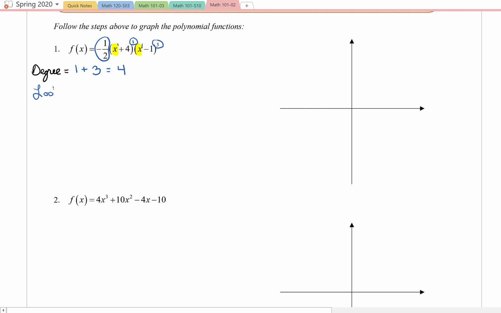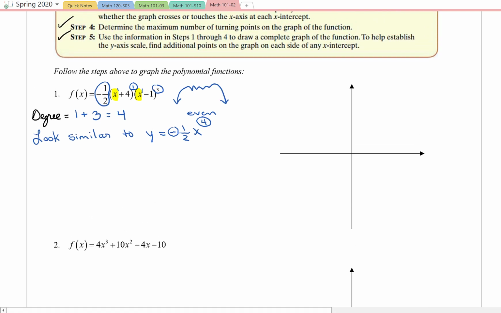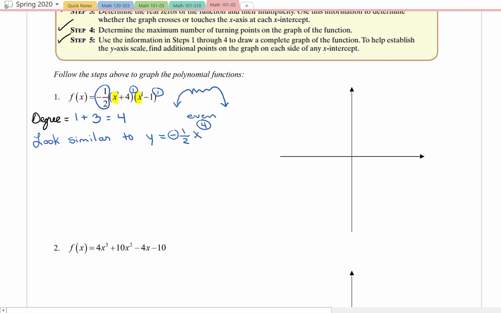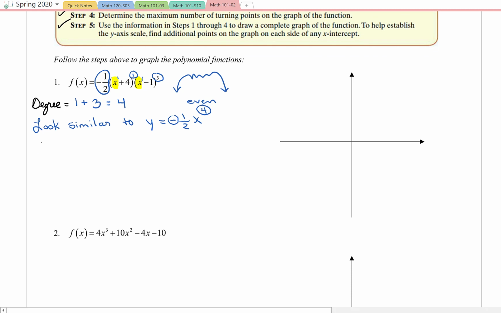I also have this negative 1/2 in the front that tells me a little bit about the end behavior, right? So I know that this polynomial function is going to look similar to y equal to negative 1/2 x to the 4th. If I had to explain to someone what it would look like, these are some important aspects of it. It's going to look something like this. I don't really know what's going on in the middle part, but I definitely know for sure it's going to open downward, and they're both going to go down on both sides.